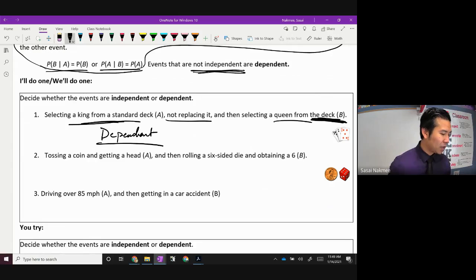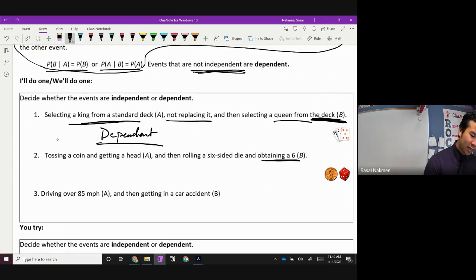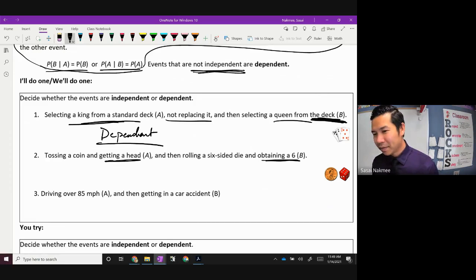Look at number 2. Tossing a coin and then getting a head, right? And event B is rolling a 6-sided die and getting a 6. And my question to you is this. If you toss a coin, does it affect your dice roll? And I know a lot of you guys are like, that's ridiculous, Donkey. Of course it doesn't. And I agree with you. That is ridiculous. It does not.